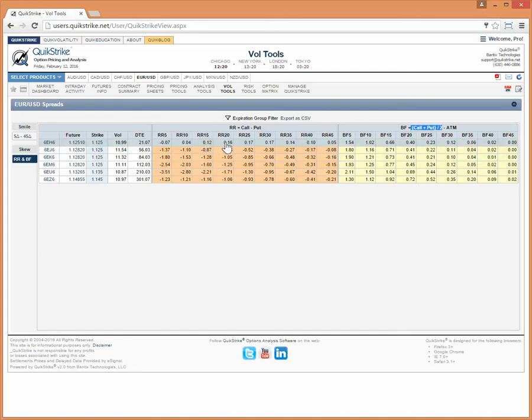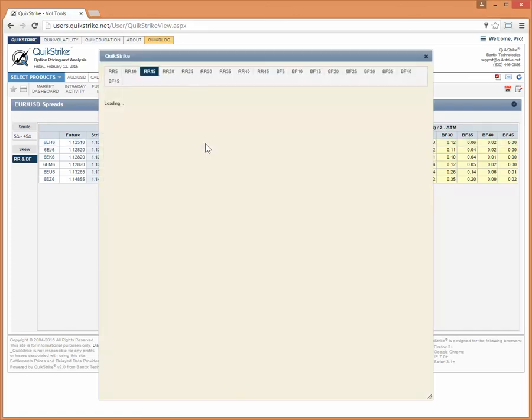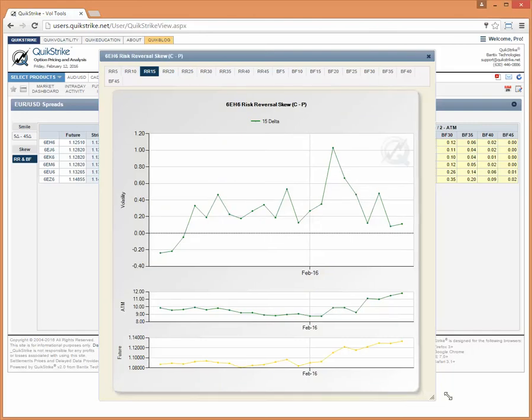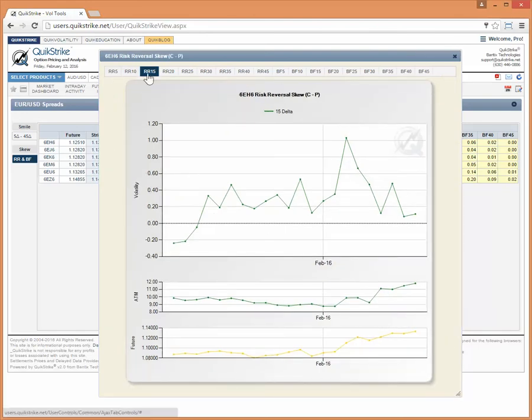So if we hover over, we're going to see these cells turn into links because you see the pointer instead of the arrow that you typically would see. So let's click on this. And what we can see is we get a chart of, in this case, we clicked on the 15 delta cell. So we get a chart that's 1 month.